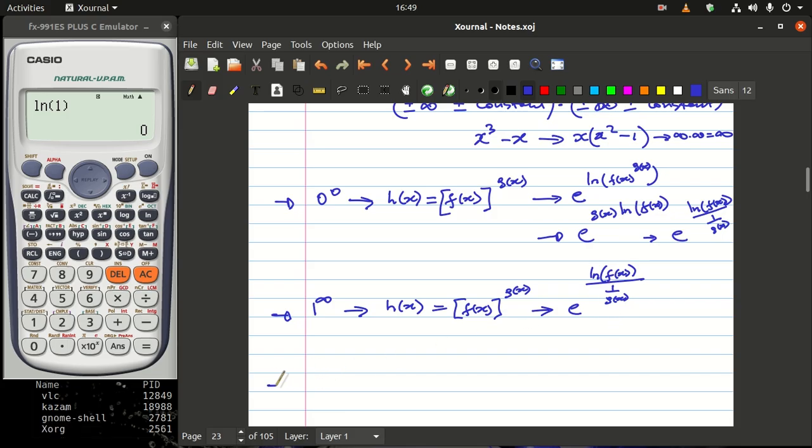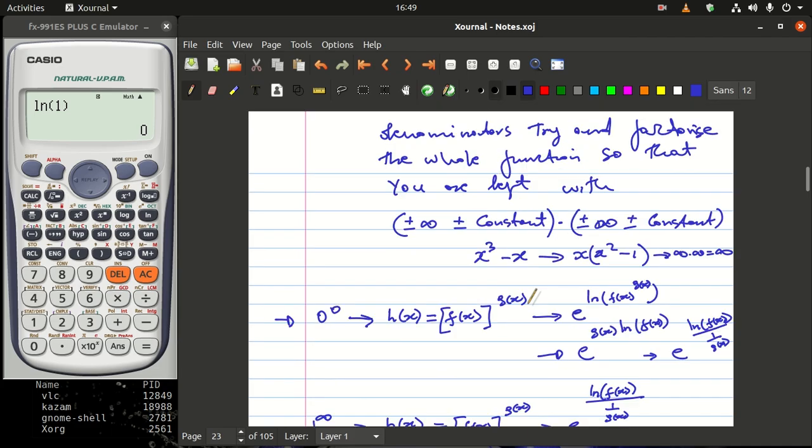And then the last one is, if you are getting infinity raised to 0, of course you do the same thing here. You have your h of x, which is equal to some f of x raised to g of x. So this whole thing you are supposed to change to e raised to ln of f of x, and then you divide it by 1 over g of x. So 1, 2, 3, they use the same thing here.